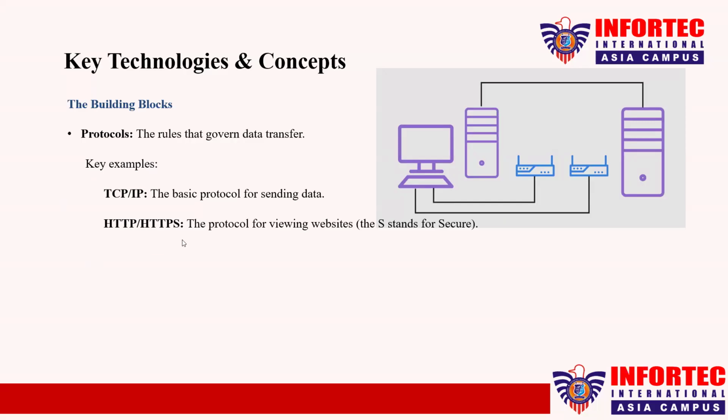So S is for secure. So these are the two protocols we use: TCP/IP, HTTP, and HTTPS. Right. So these are about protocols.